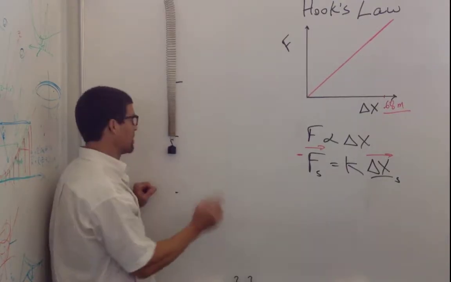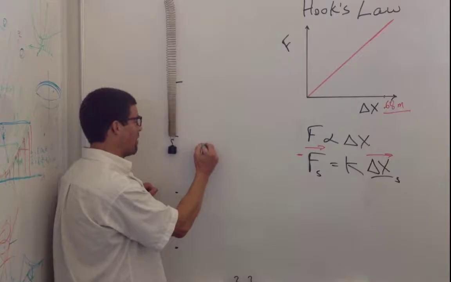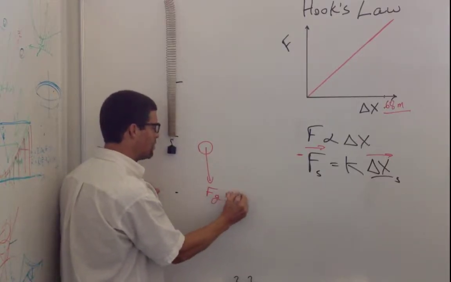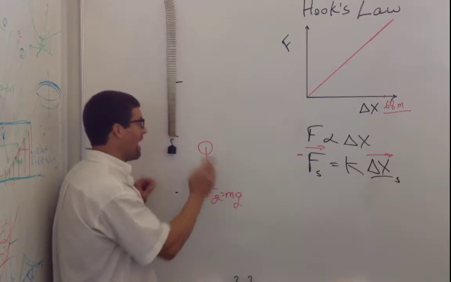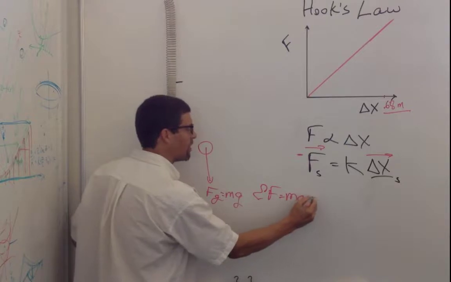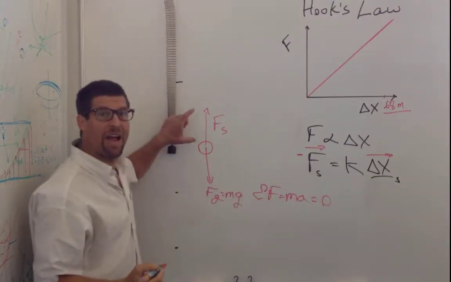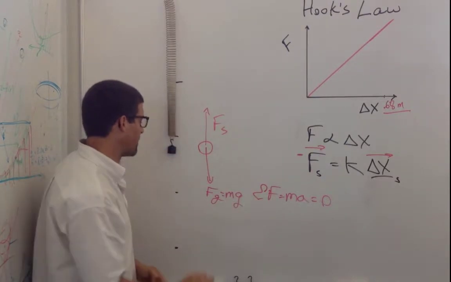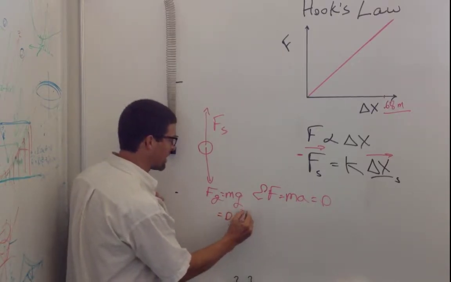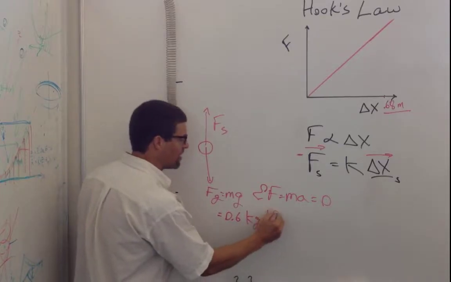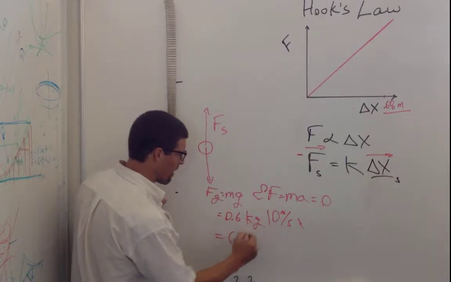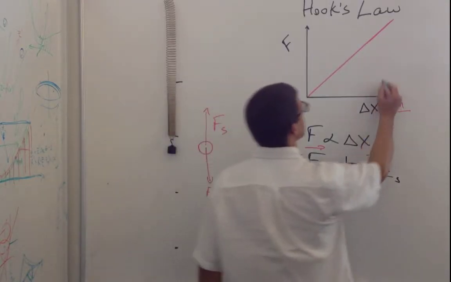And what is the force on the spring? Well, if we make a force diagram of the spring, we have the force of gravity, mg, pulling down, and it's in equilibrium. The vector sum of the forces equals mass times acceleration, which is equal to 0. The force provided by the spring must be equal and opposite. What was it? That was 600 grams, or 0.6 kilograms, times gravity, 10 meters per second squared. That's 6 kilogram meters per second squared, which is 6 newtons.